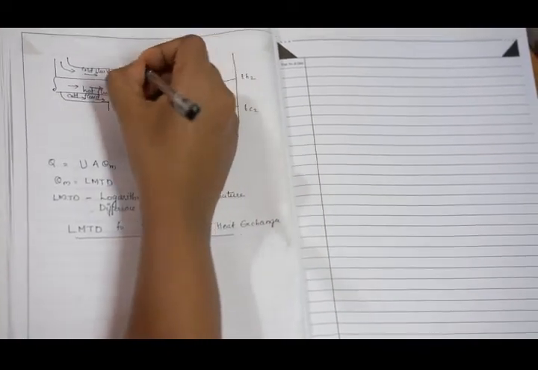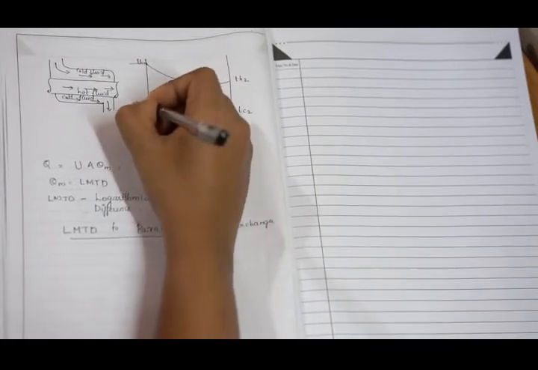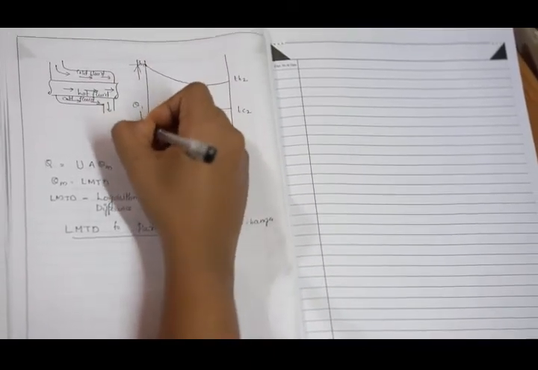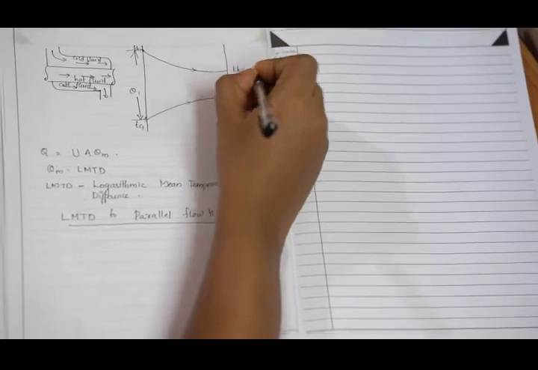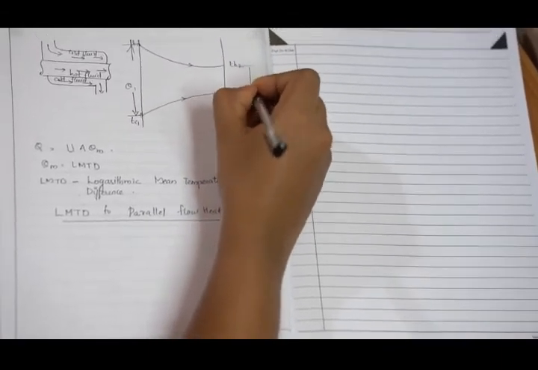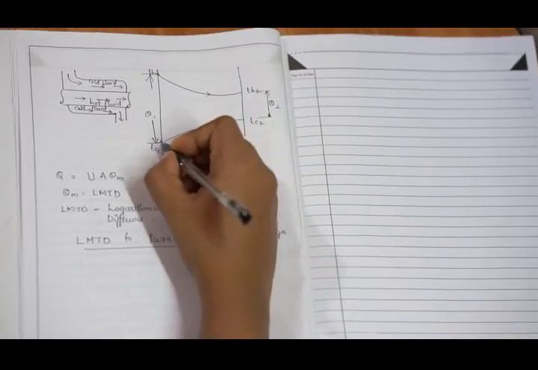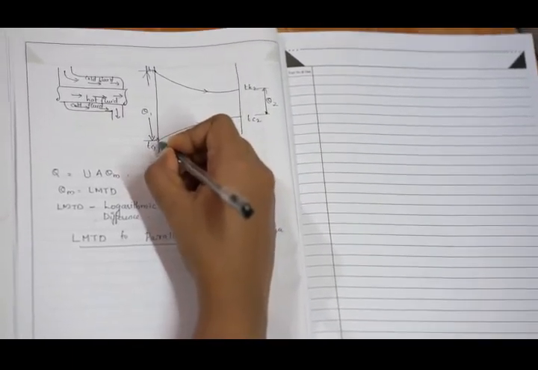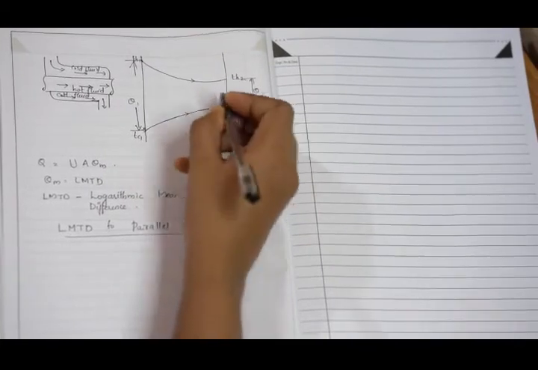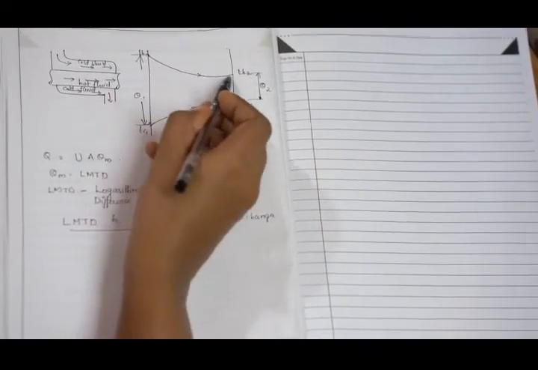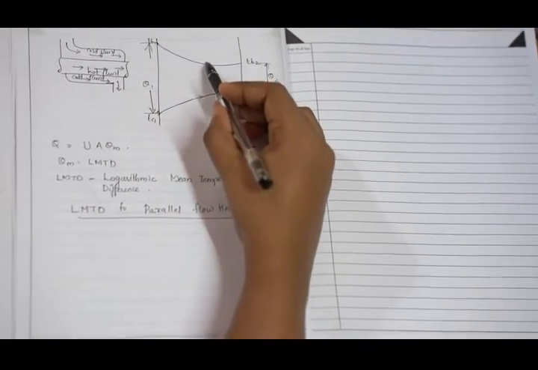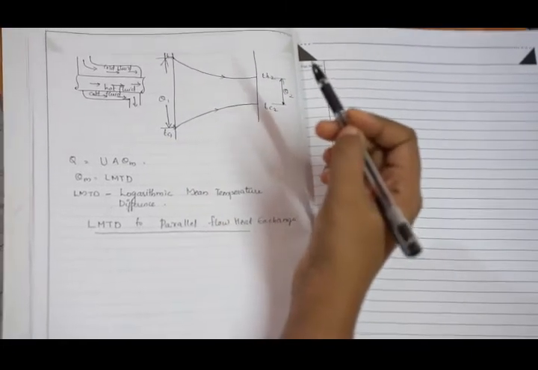The difference between TH1 and TC1 we can name as theta 1, and TH2 minus TC2 is named theta 2. The temperature of the cold fluid is increasing and the temperature of the hot fluid is decreasing. Both happen in the same direction.